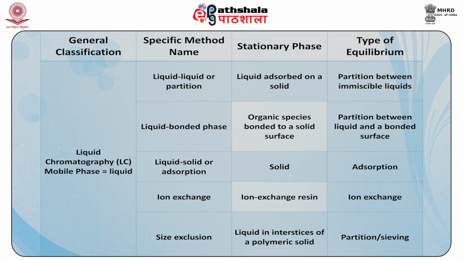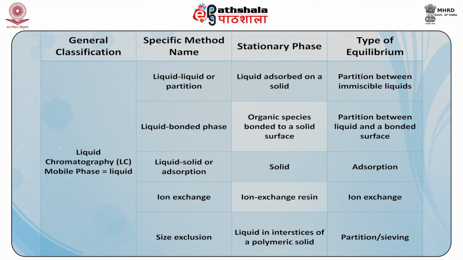First is liquid or partition, where the stationary phase is liquid adsorbed on a solid, and the type of equilibrium is partition between immiscible liquids. Next is liquid bonded phase, where the stationary phase is organic species bonded onto a solid surface, and the type of equilibrium attained is partitioning between liquid and a bonded surface.